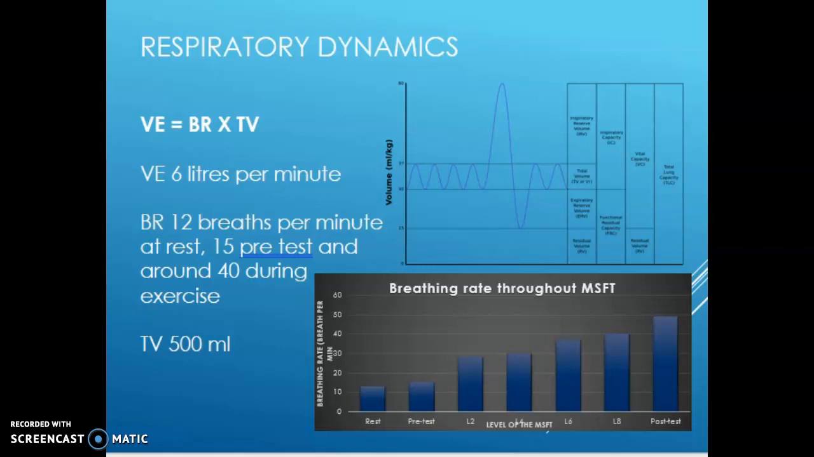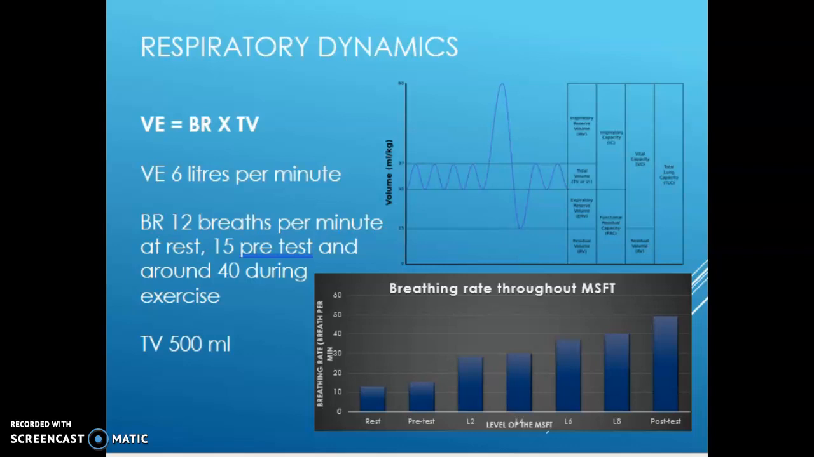Also in the PowerPoint, we can see how the breathing rate is affected during exercise, such as the multi-stage fitness test, as it increases at a steady rate after every 2 levels. This therefore has a direct effect on ventilation, as it will increase because the breath rate is multiplied with another number to get the ventilation.